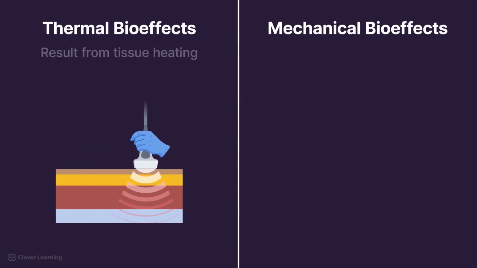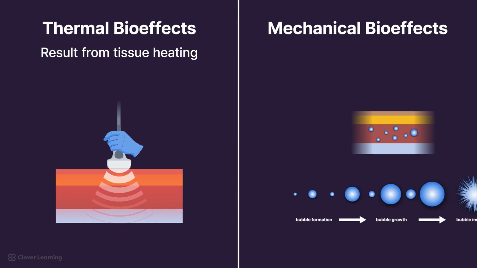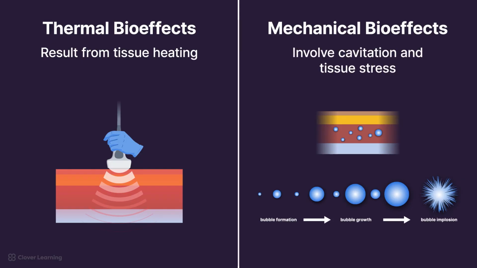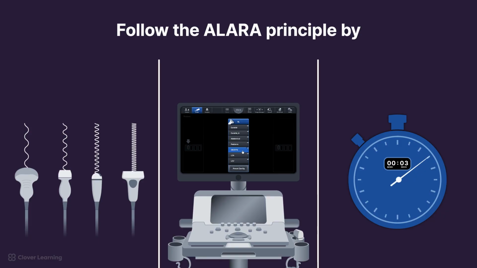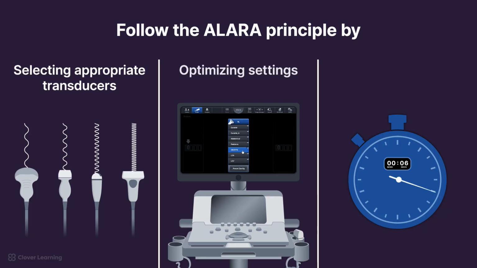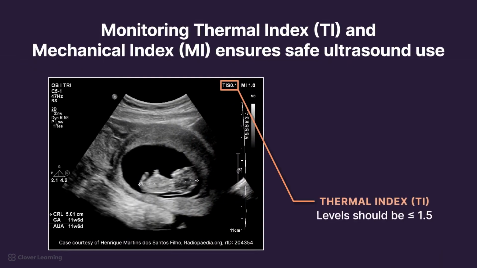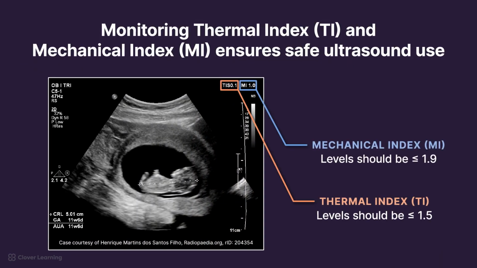In summary, ultrasound safety relies on the sonographer's management of power, intensity, and pressure to minimize potential bioeffects. Thermal bioeffects result from tissue heating, while mechanical bioeffects involve cavitation and tissue stress. Sonographers should follow the ALARA principle by selecting appropriate transducers, optimizing settings, and limiting scan time. Monitoring thermal index, TI, and mechanical index, MI, ensures safe ultrasound use, following FDA and AIUM guidelines.